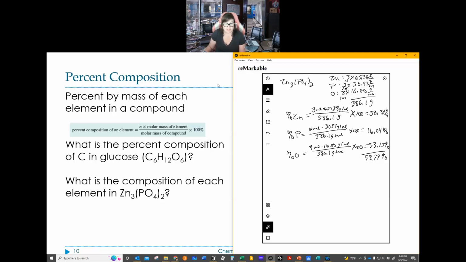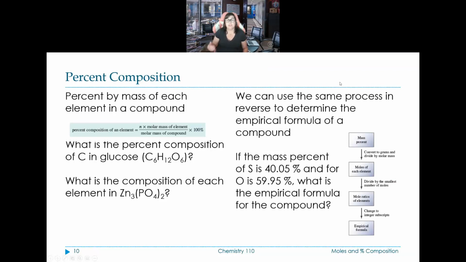Now, let's see what else this slide says. It says we can use the same process in reverse to determine the empirical formula of a compound. So if the mass percent of S is 40.05 and for O is 59.95, what's the empirical formula of the compound? So I'm going to write that down. S is 40.05%. O is 59.95%.